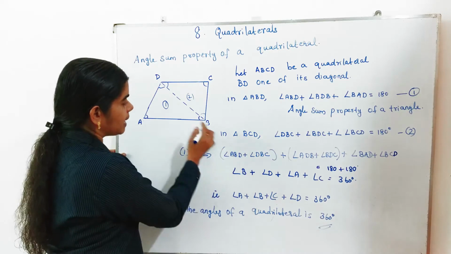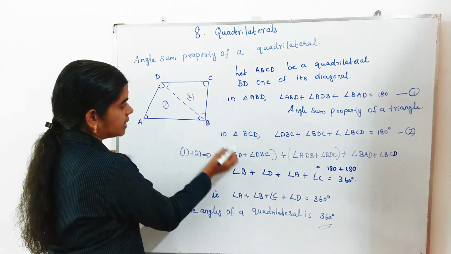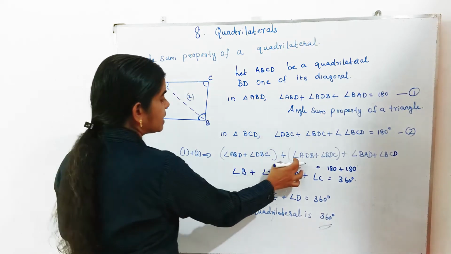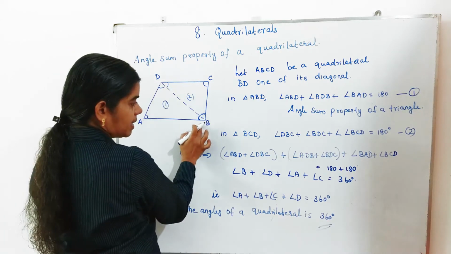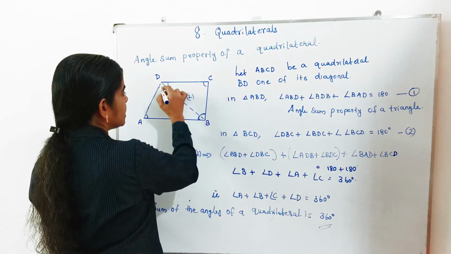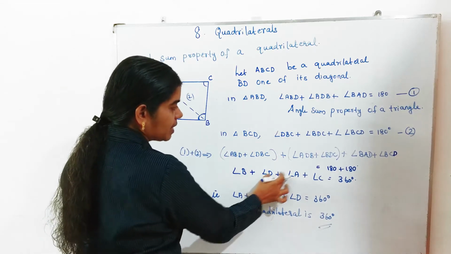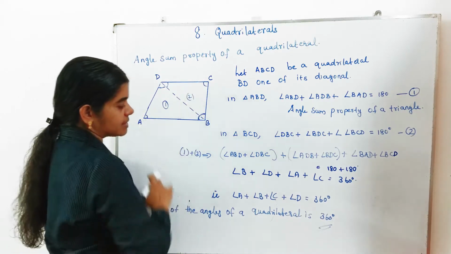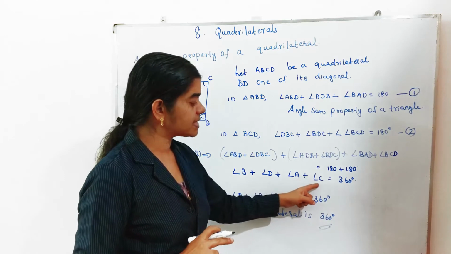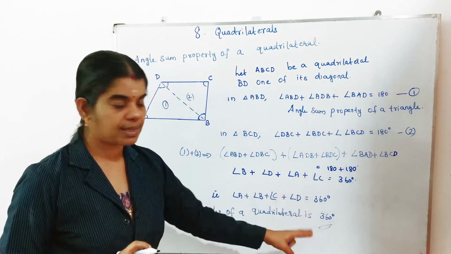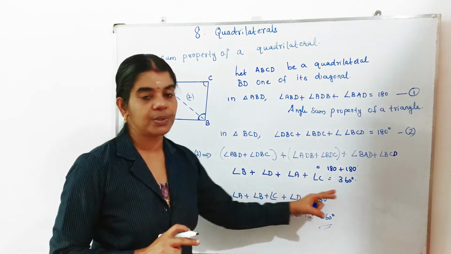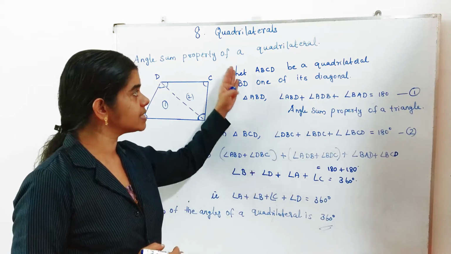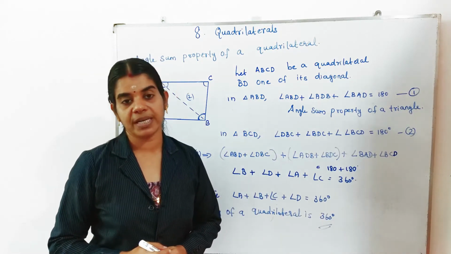Angle ABD means this one. DBC means this B. Then together you got angle B. Like that ADB plus BDC, these two D's, you got angle D. Angle BAD means angle A. Angle BCD means angle C. So angle B plus D plus angle A plus angle C equal to 360 degrees. We can rearrange that. Then angle A plus B plus C plus D equal to 360 degrees. That is, the sum of four angles of a quadrilateral is equal to 360 degrees. This is the proof of the angle sum property of a quadrilateral.